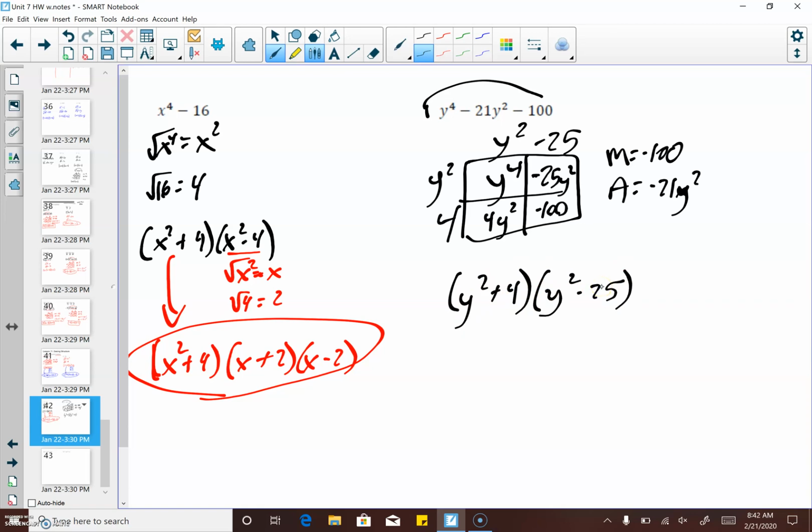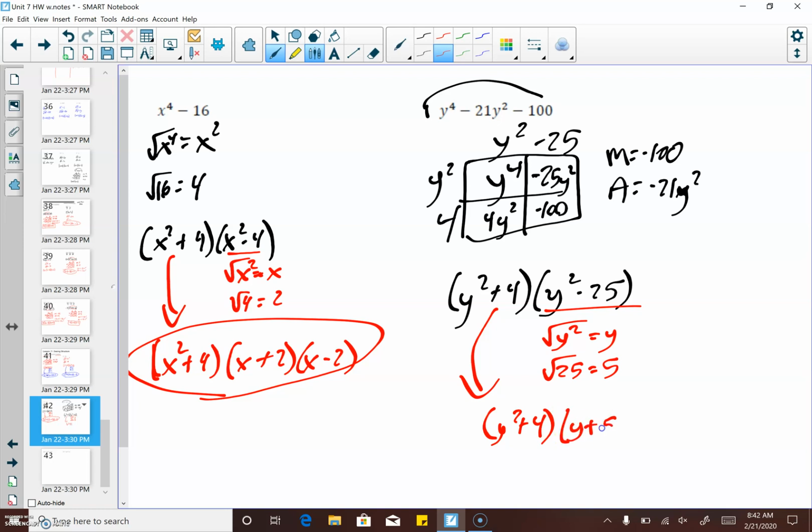Now a lot of people want to factor out that first one because they know y squared is perfect, they know 4 is perfect. Remember, it does not work with a plus sign. The only one that works is the y squared minus 25. Square root of y squared is y. Square root of 25 is 5. We end up with y squared plus 4 and y plus 5, y minus 5. So very similar answers to a lot of these first couple.